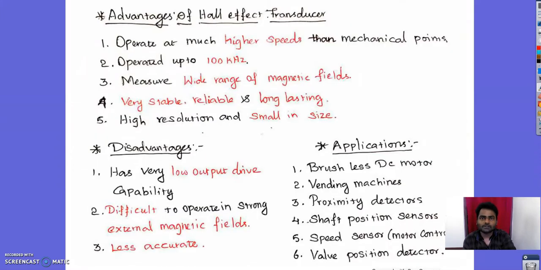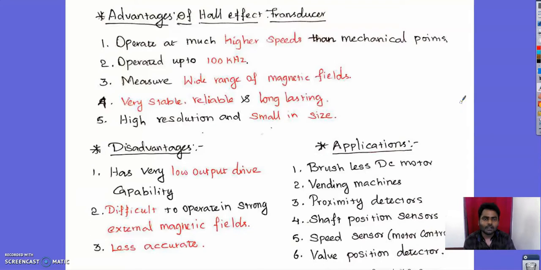The advantages of Hall effect transducer are that it operates at higher speeds than mechanical switches, it can be operated up to 100 kilohertz, and it can measure a wide range of magnetic fields. It is very stable, reliable and long lasting, and it has high resolution. One of the main advantages is that the size of the Hall effect transducer is small. Coming to disadvantages, it has very low output drive capability, and it is difficult to operate in strong external magnetic fields.